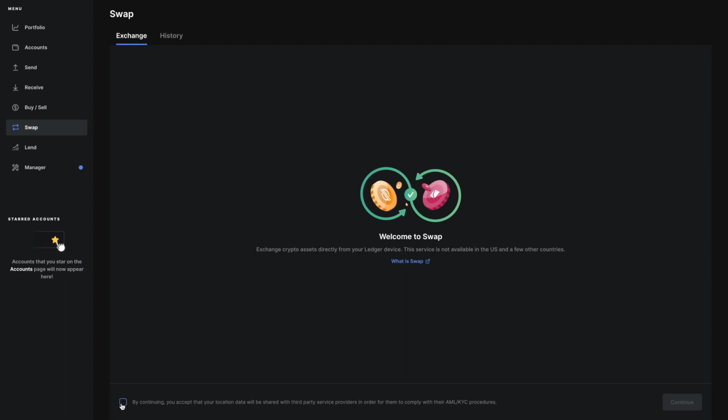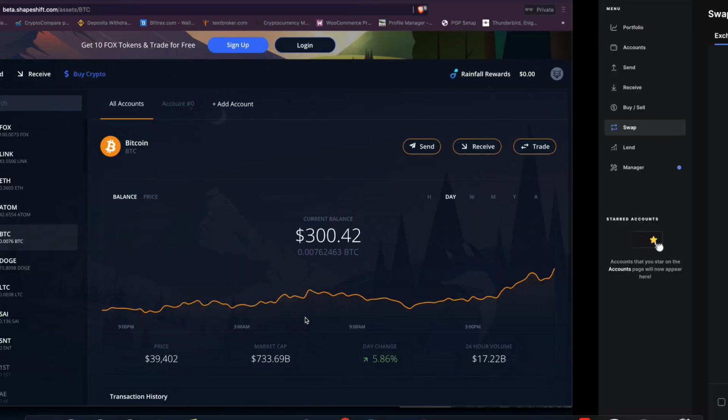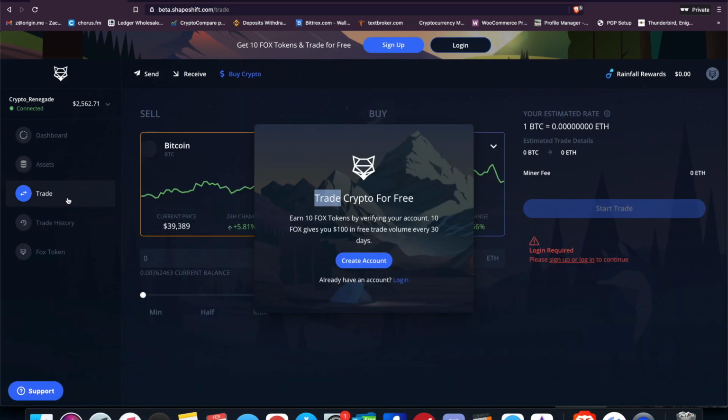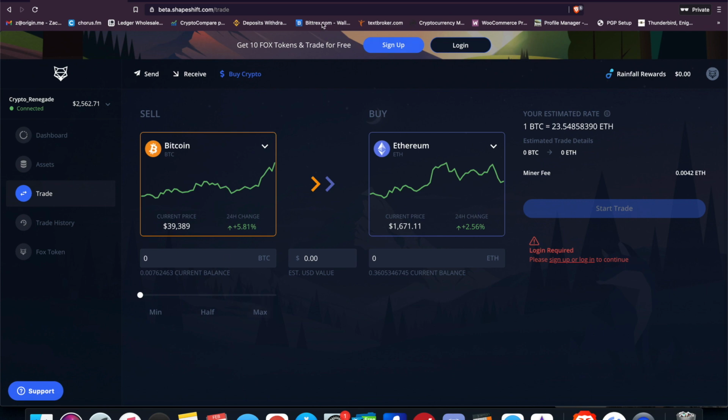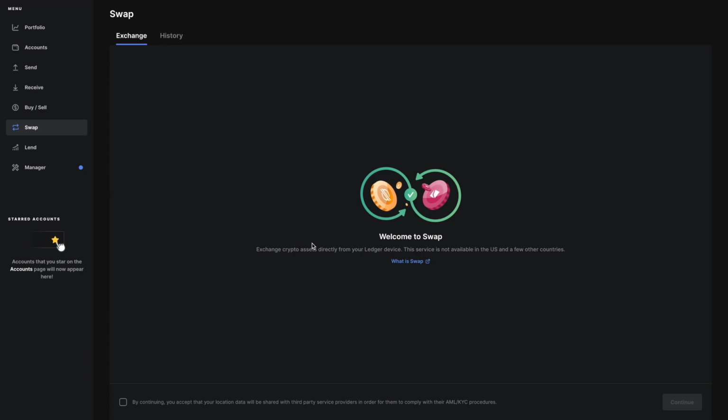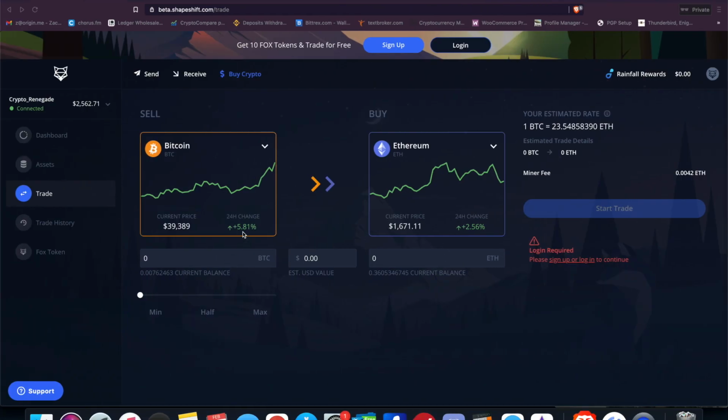It does require KYC in order to do this, so I'm not going to demonstrate that for you here, but this does allow you to swap or trade cryptos directly through your hardware wallet, and you can authorize it on there as well. So this is if you sort of want to do something similar to what KeepKey allows you to do over here with trading. But in my opinion, this is a much better interface for trading. I don't do any trading, as you can see, on the Ledger Live app. I do a ton of trading on the KeepKey and ShapeShift app.